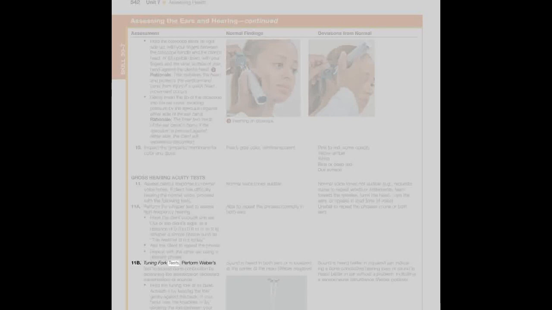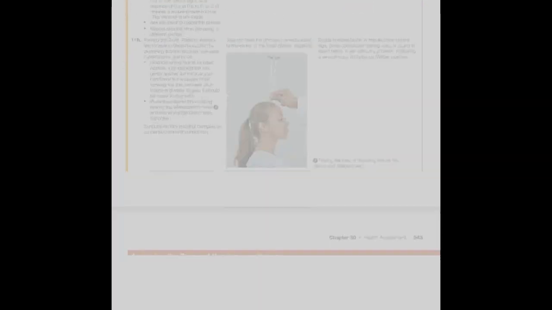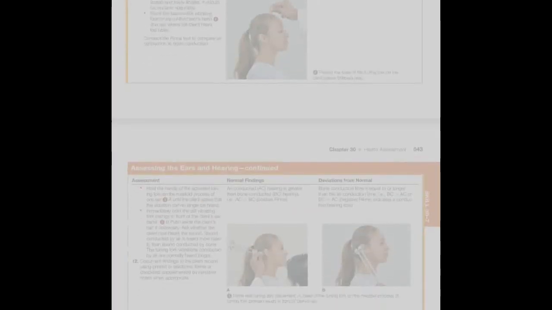11b. Tuning fork tests. Perform Weber's test to assess bone conduction by examining the lateralization, sideward transmission, of sounds. Hold the tuning fork at its base. Activate it by tapping the fork gently against the back of your hand near the knuckles, or by stroking the fork between your thumb and index fingers. It should be made to ring softly.